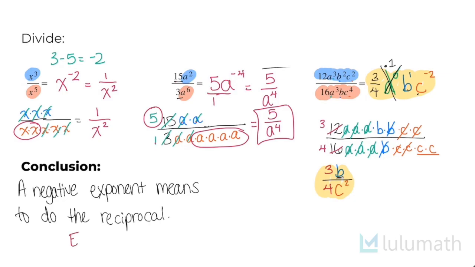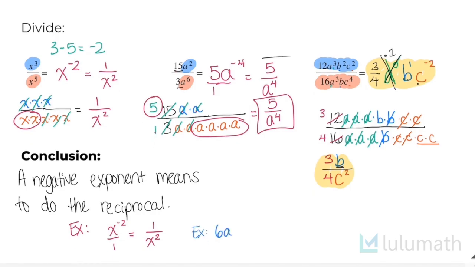So again, an example would be x to the power of negative 2. Well, this is x to the power of negative 2 over 1. So I would do 1 over x to the power of 2. Another example would be 6a to the power of negative 3 means I would keep the 6 where it is, and then I would put the a to the power of negative 3. I would do the reciprocal of it, so I'd get 6a to the power of 3.